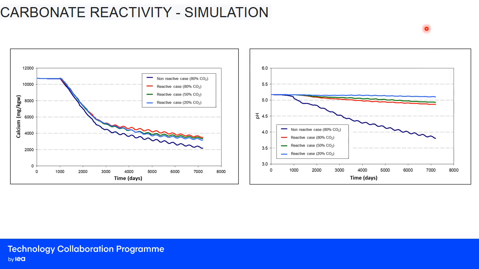On the previous slide, we saw the changes in porosity and calcite fraction for the WAG injection. Those changes are expected in the injection zone. Now we are going to analyze the changes in the produced fluid. On the left, we have the changes in calcium concentration through time. On the right, we have the pH changes through time. All the scenarios are the same as before. Non-reactive for 80% of CO2 in the gas, reactive for 80% of CO2, 50% of CO2, and 20% of CO2.